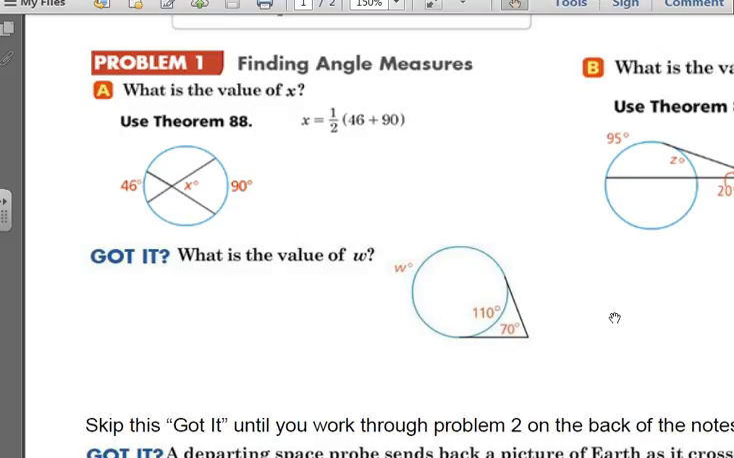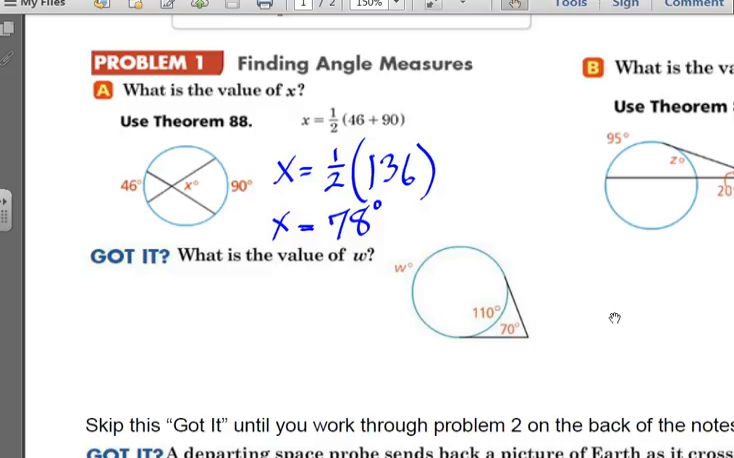So, looking at problem 1, I went ahead and did the setup for you. I know that either of those angles will be half of the sum of the intersected arcs. So I sum my intersected arcs. I have half of, this turns into 90 plus 46, which is? 136. And half of 136, my angle will be? 78 degrees.